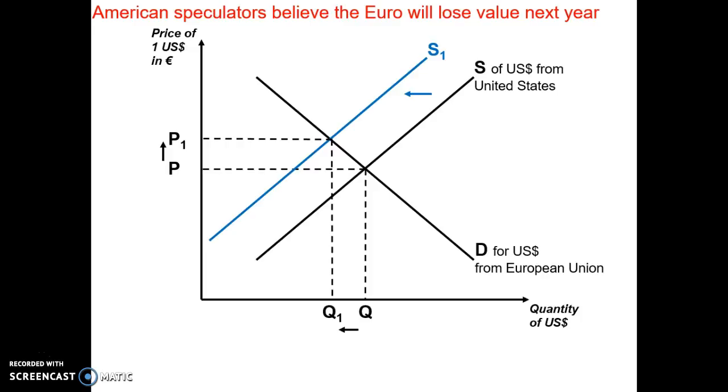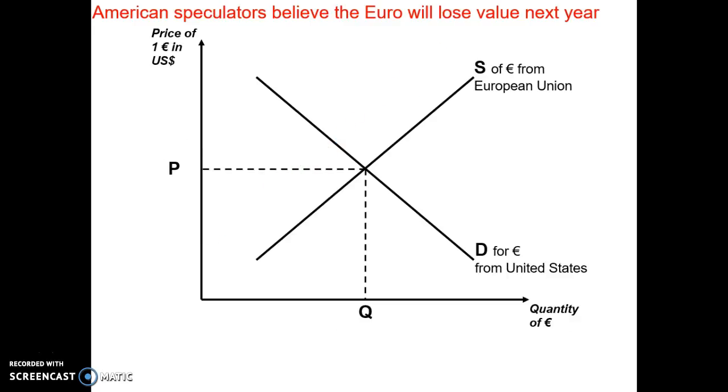Now what's interesting is as the US dollar appreciates, let's look at the euro. So I just changed my labels. Now I'm looking at the exchange rate of the euro compared to the dollar. And so complete switch in your mind now. American speculators believe the euro will lose value next year. Well, now we're talking about American demand for the euro. So now let's look at the demand curve. And if American speculators believe that the euro will lose value next year, they're going to demand less of the euro because they think it's going to lose value.